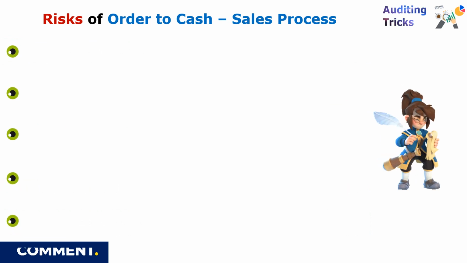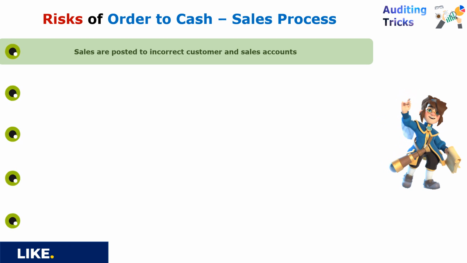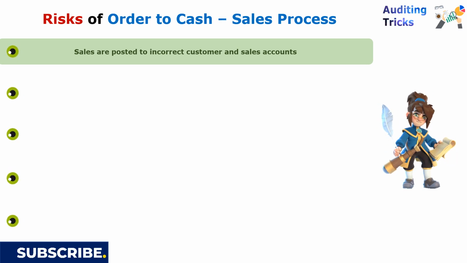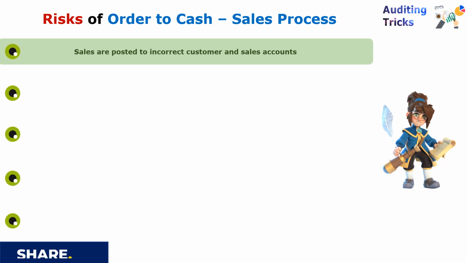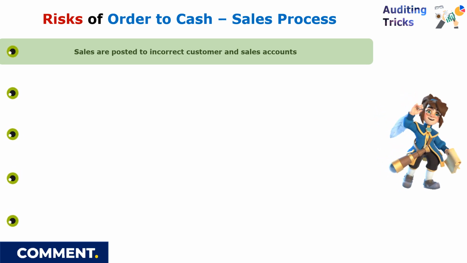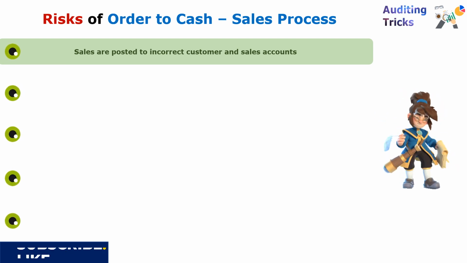The next risk is also under invoicing process. Sales are posted to incorrect customers and sale accounts. Here we need to ensure that all the entries were posted in the correct customer ledger. It is not a fraud risk and can be rated as a medium risk.